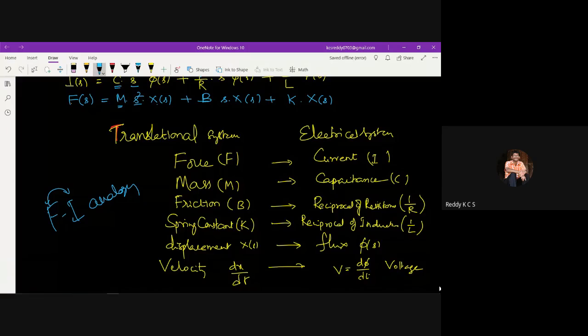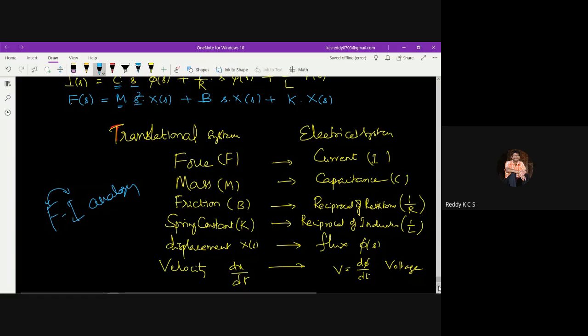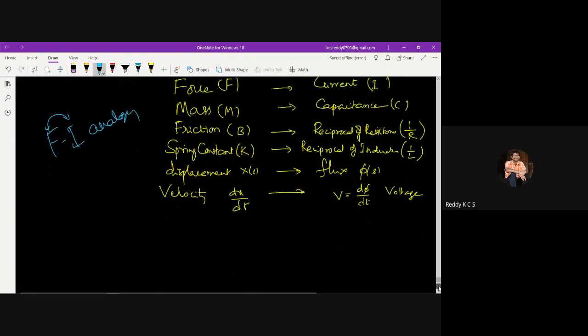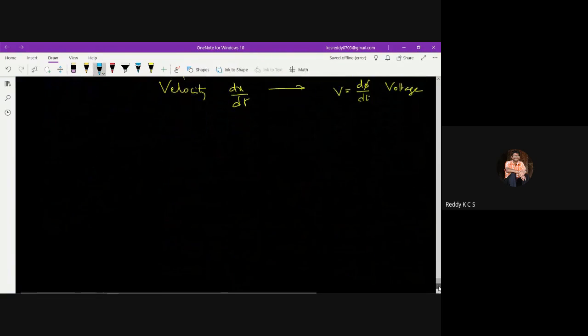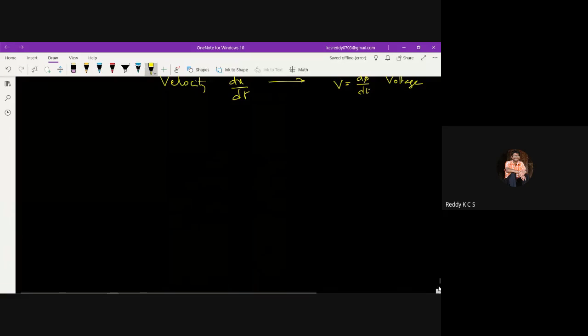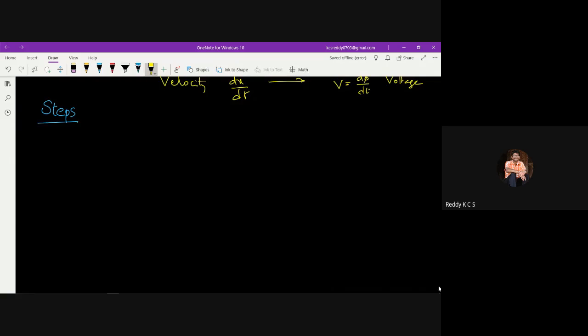Now we'll use a sequence of steps for how we can convert the equivalent mechanical system into electrical analogous systems using the FV analogy as well as the FI analogy. So how can it be converted? Now we'll go to the problems. Before solving these problems, we'll discuss the steps. What are the steps involved in this?